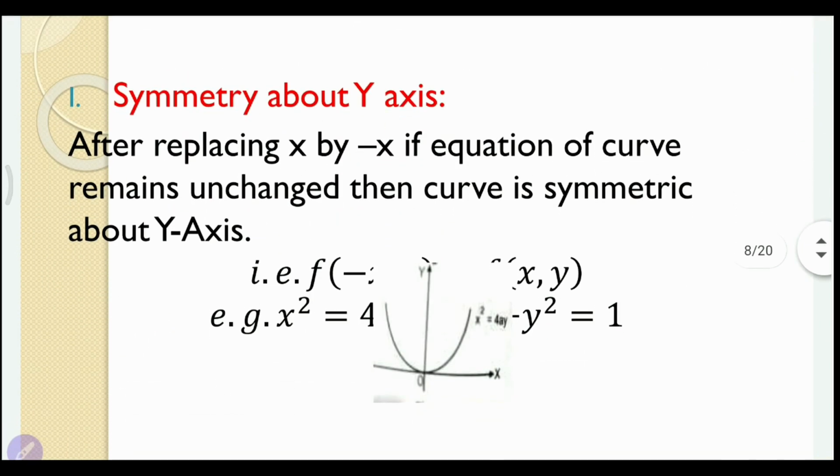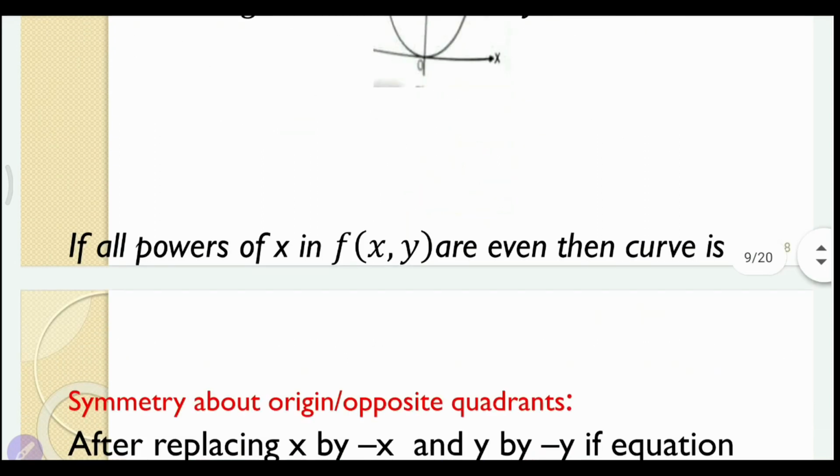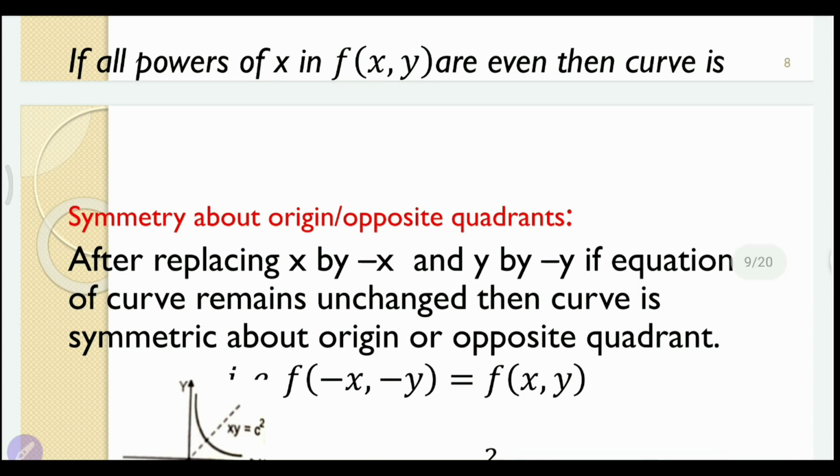Similarly, for symmetry about y-axis, if we replace x by minus x and the equation remains unchanged, then we are going to have a symmetry about y-axis. Or we can say if all powers of x in the function are even, then the curve is symmetric about y-axis. So what you have to remember: for symmetry about x-axis, power of y should be even, and for symmetry about y-axis, power of x should be even.